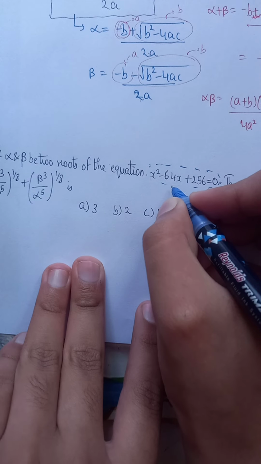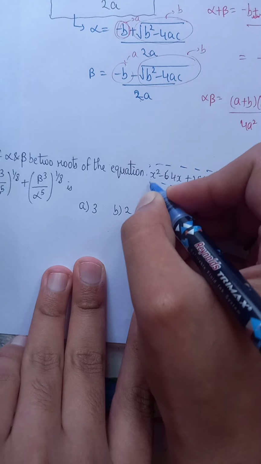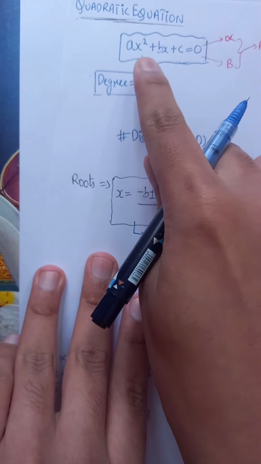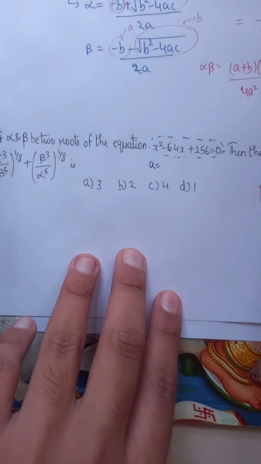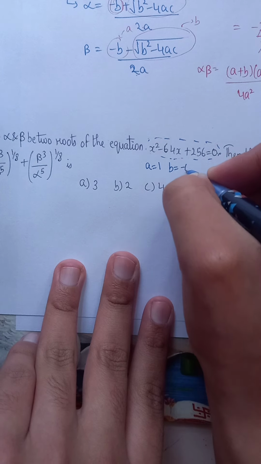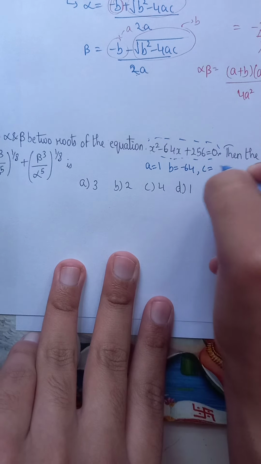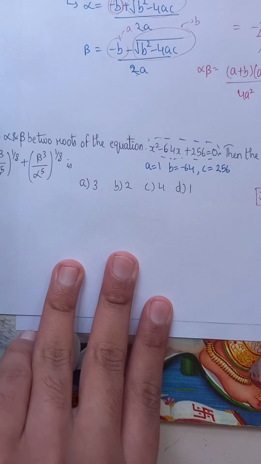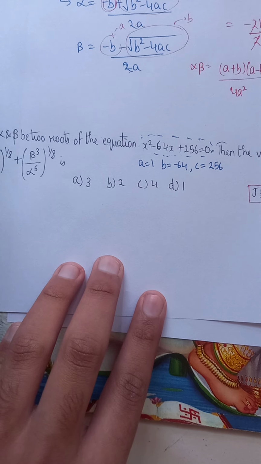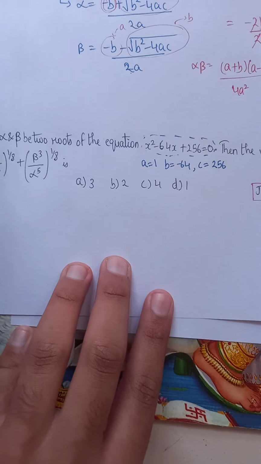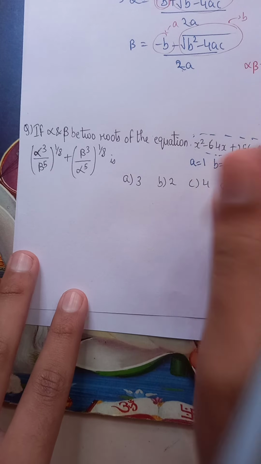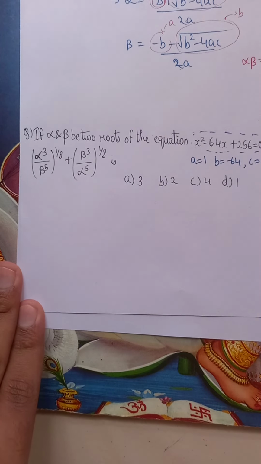From this equation, we can find out the a value. What is a? A is nothing but the coefficient of x square. See, a is the coefficient of x square, b is the coefficient of x, and c is the constant. So what is a? 1. B is equal to minus 64, and c is equal to 256. C is nothing but 256. We didn't even calculate, we just wrote the values by seeing here. So now what is the value of this?